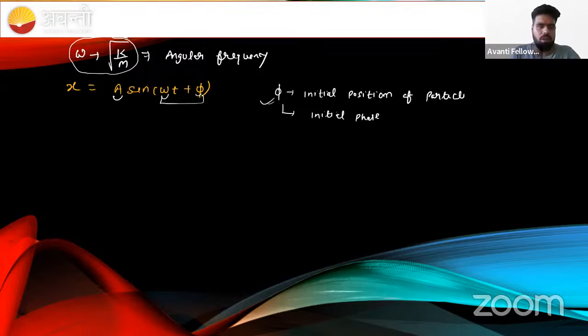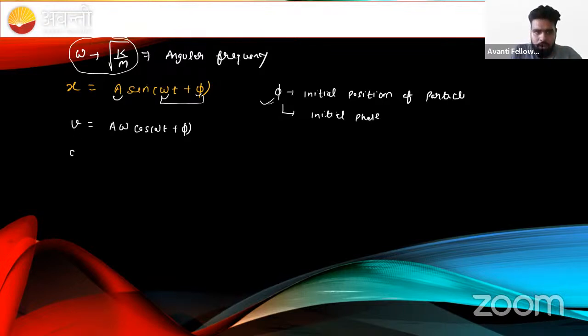And we already know the equation of velocity of the particle. How can we find the value of velocity? Just differentiate this equation, and the equation will be a omega cos(omega t plus phi). I hope this is clear to everyone.